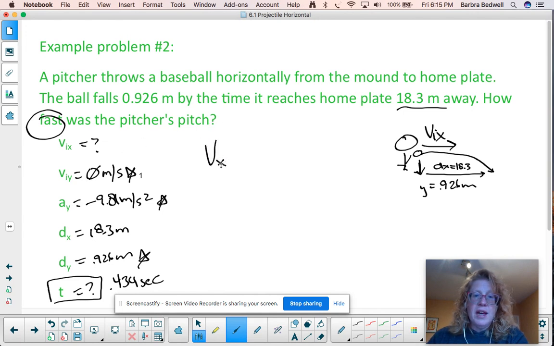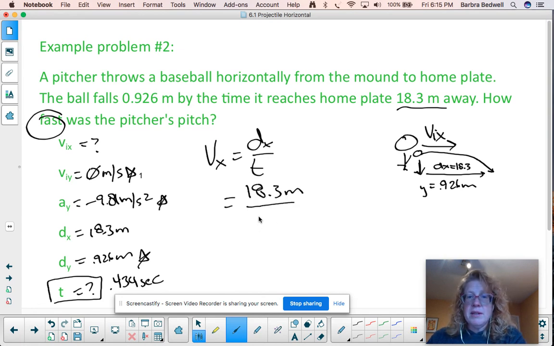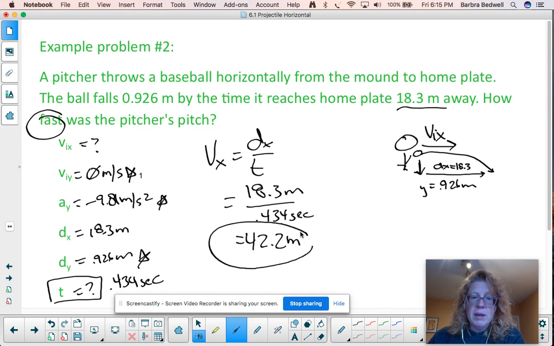If we're trying to do vx equals dx over t. Remember, horizontally is the easy equation, no acceleration. We're trying to find vx anyway. We know it's going 18.3 meters horizontally, because that was what it says in the problem. And now we know the time, which is 0.434 seconds. So 18.3 divided by 0.434 is 42.1658. Wow, that's a good long ways. So 42.2 meters per second is going to be the initial velocity in the x direction. So there you have it.